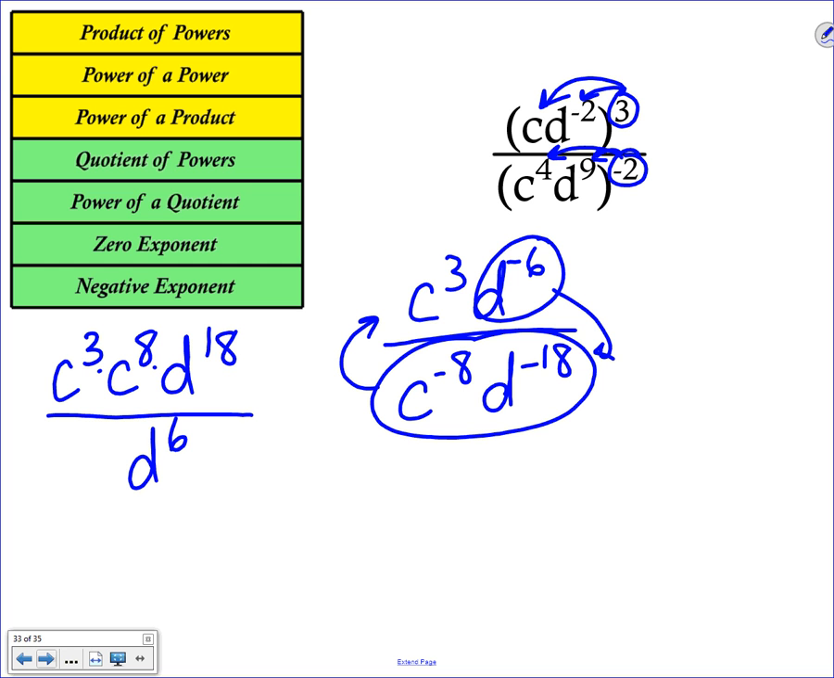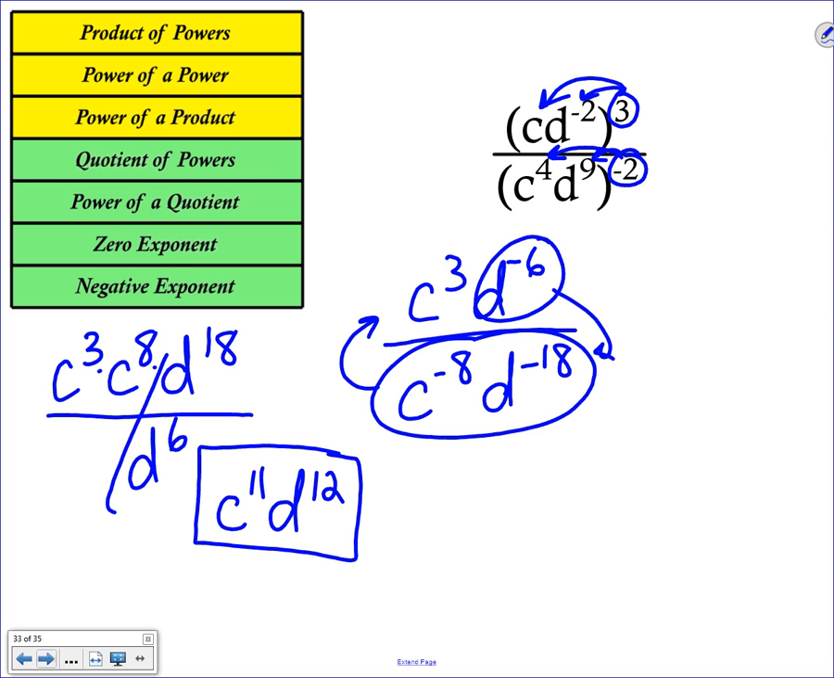C cubed times c to the 8th is c to the 11th. D to the 18th over d to the 6th. 18 minus 6 is 12. That's d to the 12th. If you would like to move that whole denominator first, you can move that whole thing up, then square it. You could subtract and say 3 minus a negative 8, that's 3 plus 8. And negative 6 minus a negative 18, and make that a 12 there, and go straight to the answer. It's just whatever makes the most sense to you.